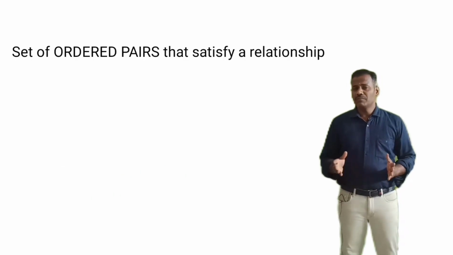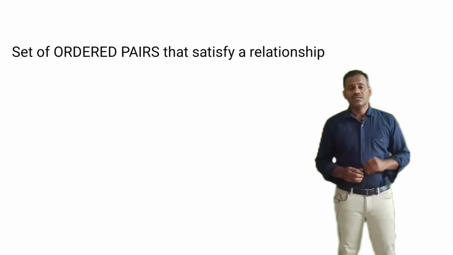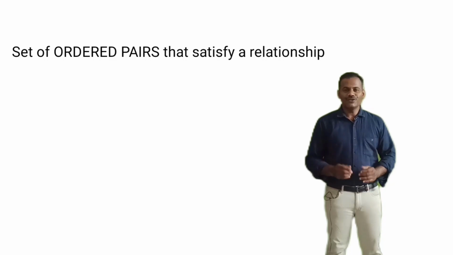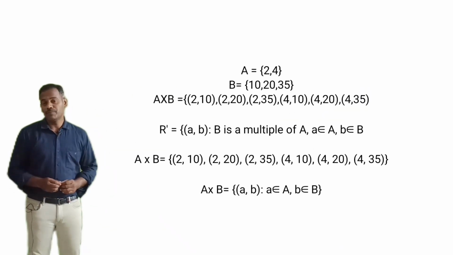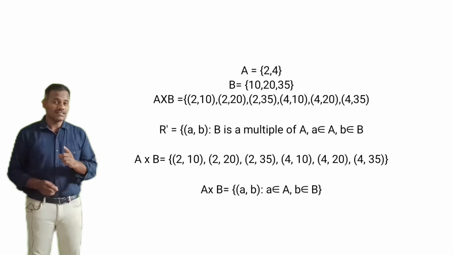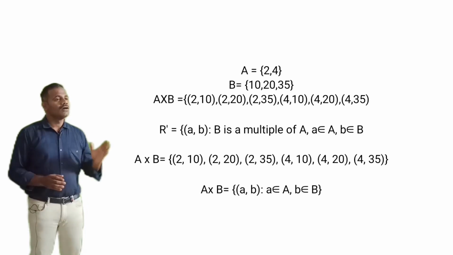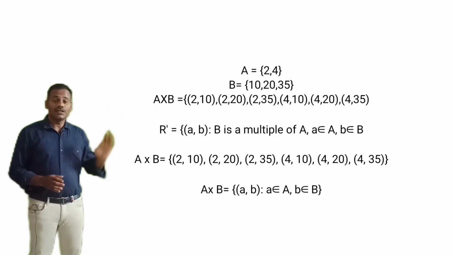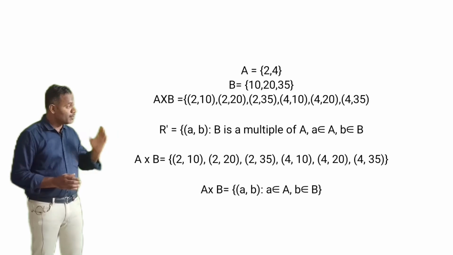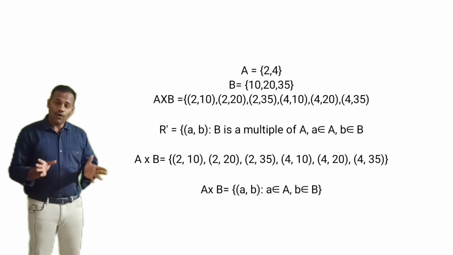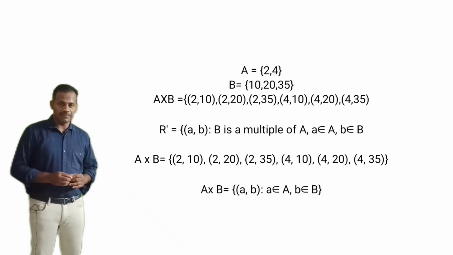Now children, what is meant by relation? The relation gives the set of all ordered pairs that satisfy the relation. Let me introduce the relation R', such that B is a multiple of A. So we can say that R' gives the set of all ordered pairs (A, B).